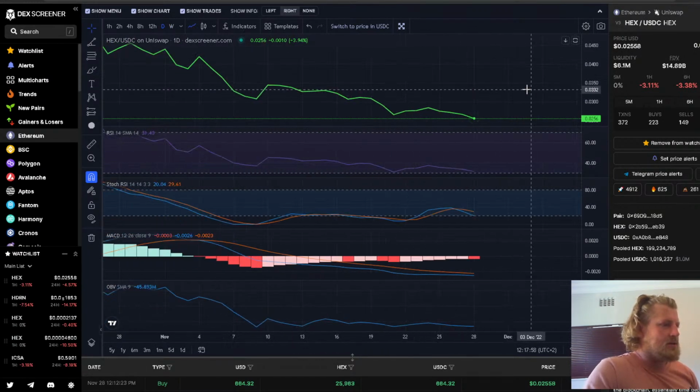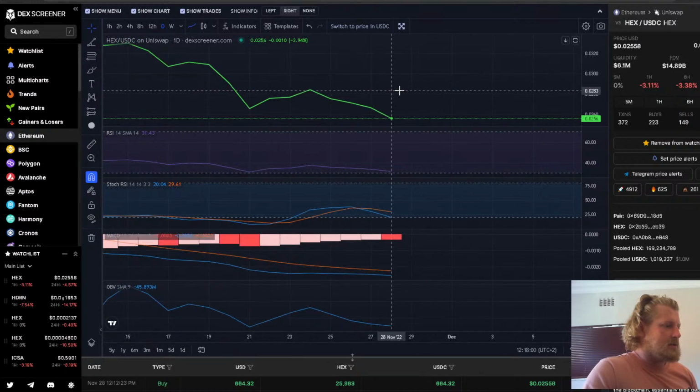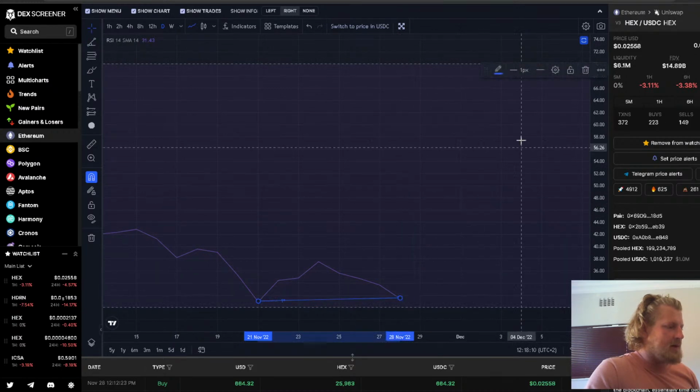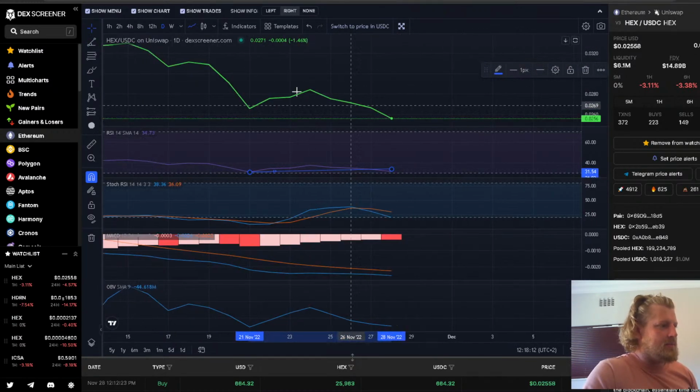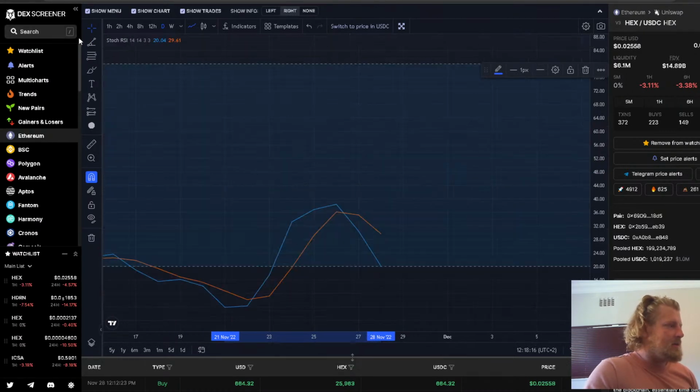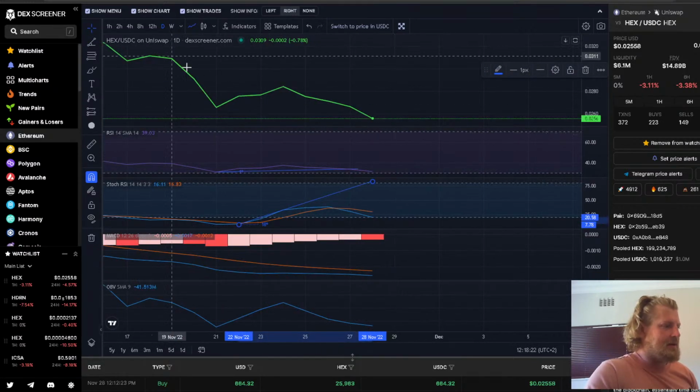This is the daily chart, of course, for Hex. We can see that the RSI is at 31. So we have bullish divergences here on the daily. RSI is going higher by 1 degree, yet the price is going down significantly. The stochastic RSI as well is going higher by 18 degrees. Price is going down aggressively.